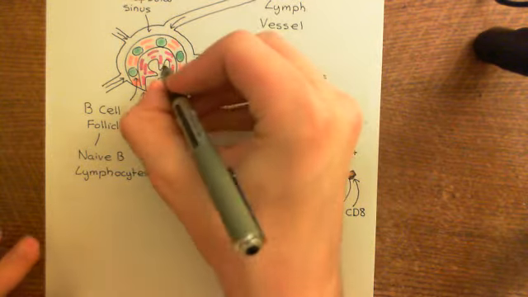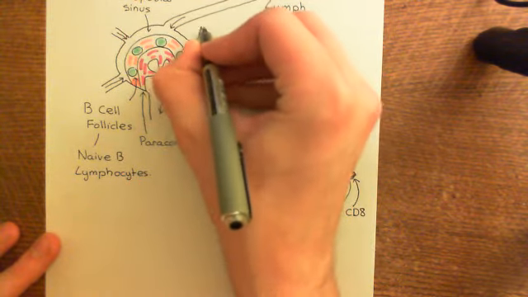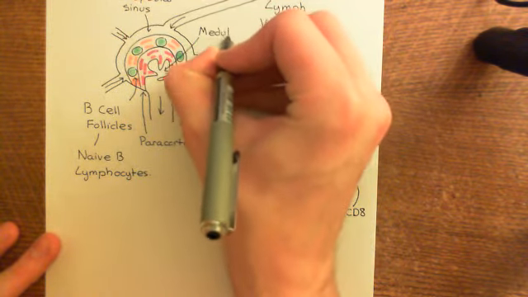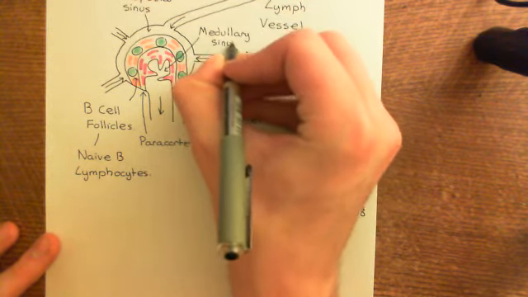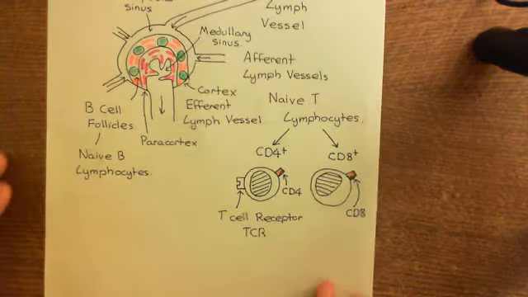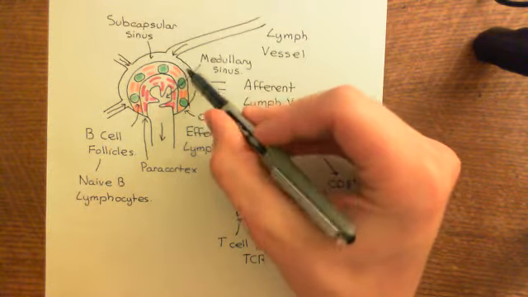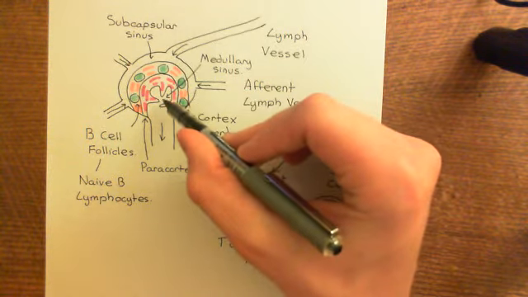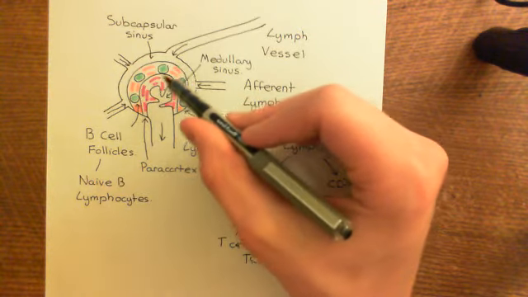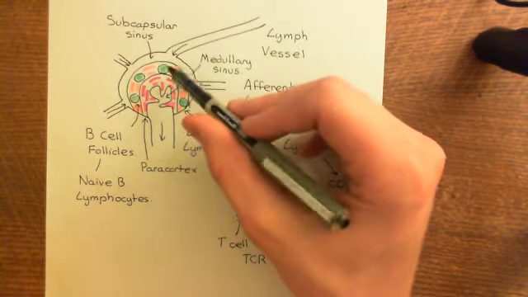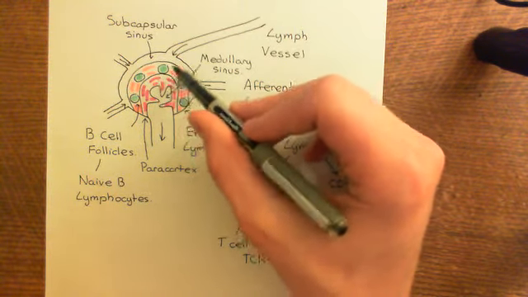Then right at the centre you have this medullary sinus, as it's called, and this is full again with lymph fluid. So basically it's a very clever structure, because the lymph comes in and goes into this subcapsular sinus, then it has to somehow get to the medullary sinus, and the only way it can get from the subcapsular sinus to the medullary sinus is to trickle through the cortex and the paracortex.